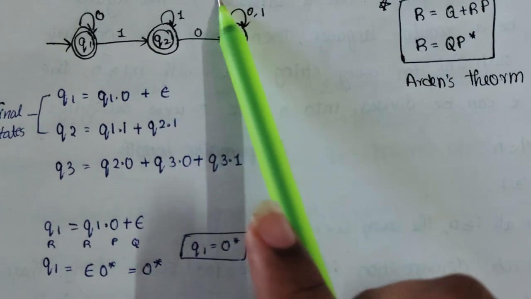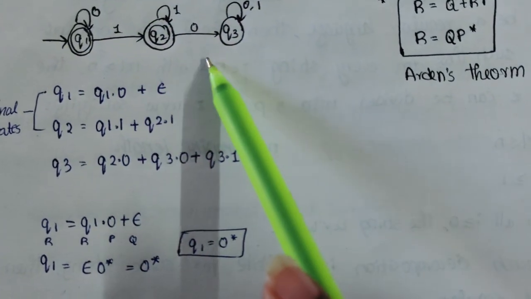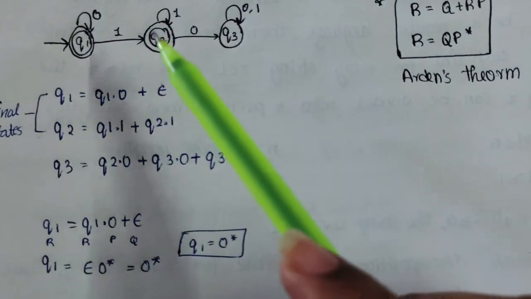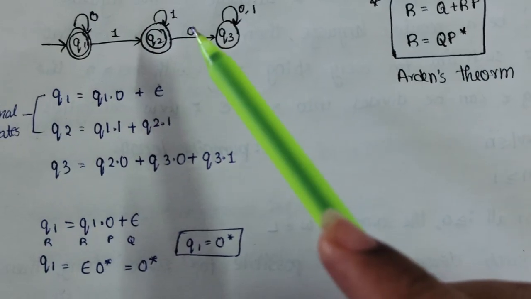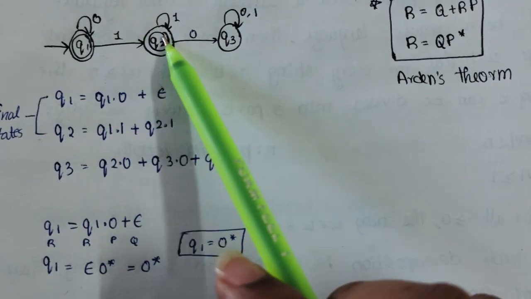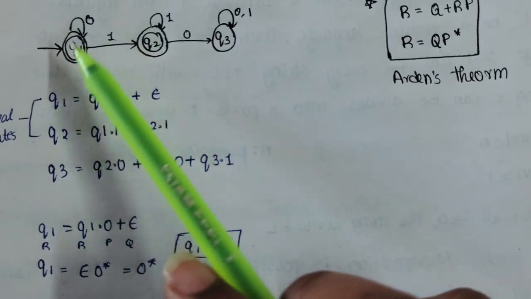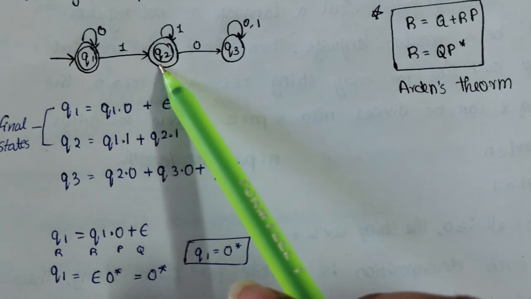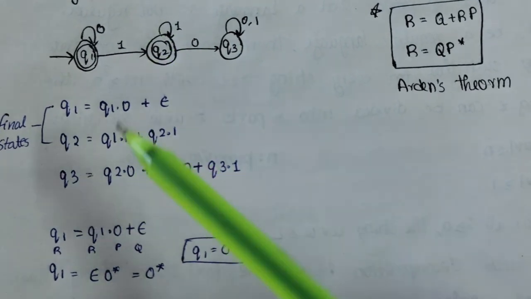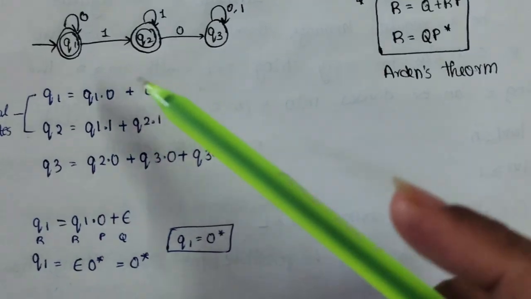This is the given finite automata and we need the regular expression of the final state, but we have two final states over here. So we'll calculate regular expressions for both these final states and then take the union of them, like we'll just add them.